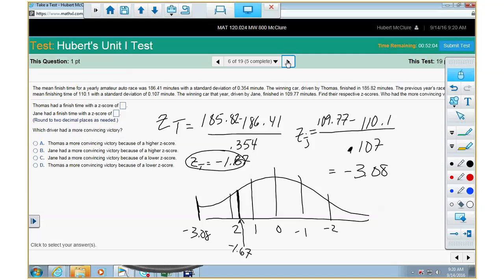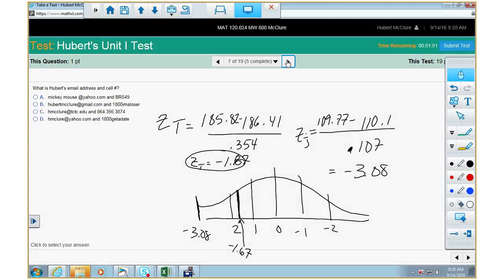Now, we have covered 3 of the most important questions that you can have on this test. If you can do the 3 questions that we just did, you're good to go, because that's all the rest of the test is.